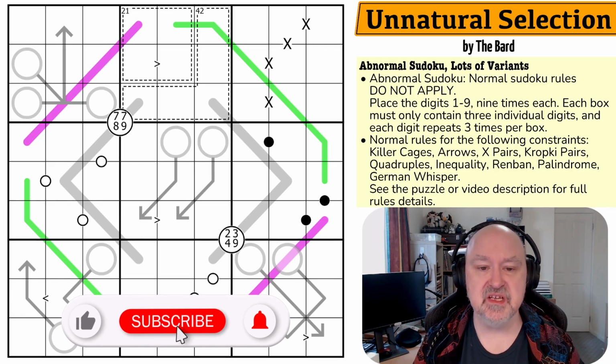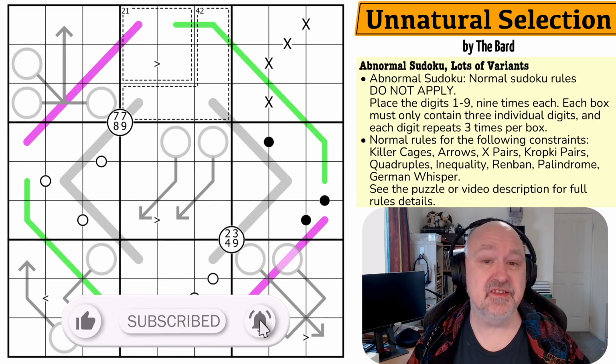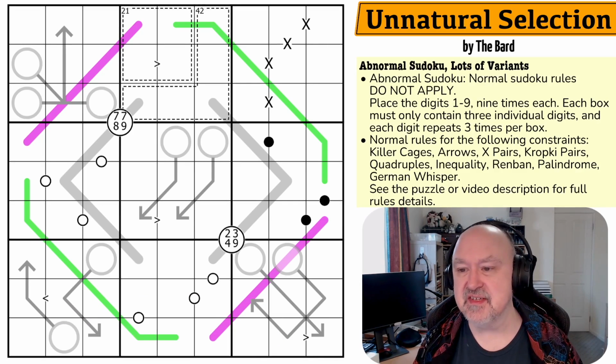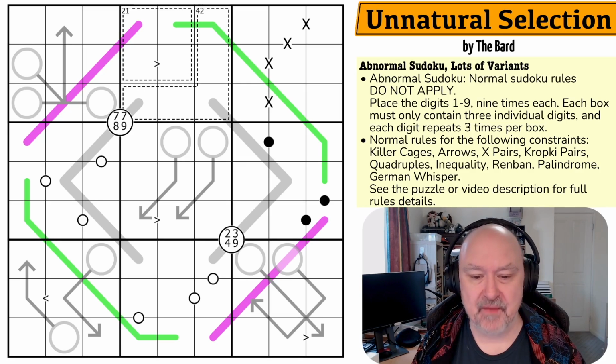And today I'm doing this with a very variant Sudoku. This is an abnormal Sudoku called Unnatural Selection by the Bard. And this one, I'm just going to jump straight in because it's going to take a very long time to explain the rules. So let's go through it.